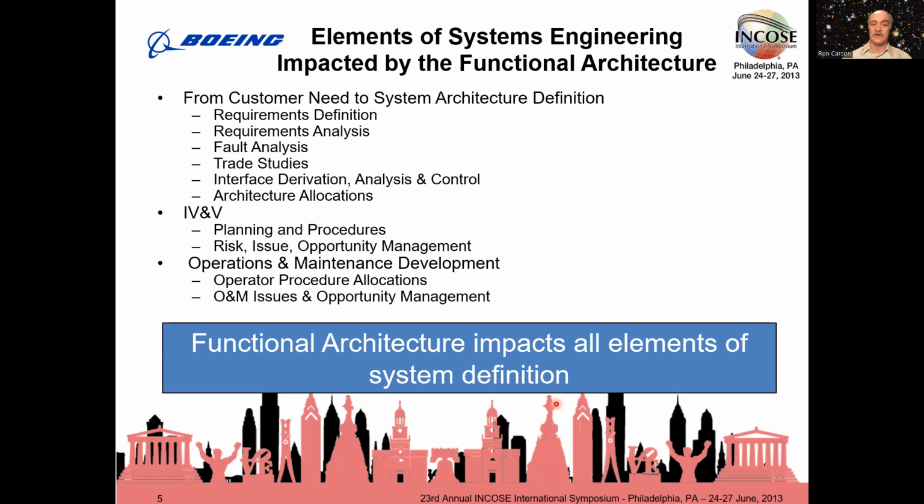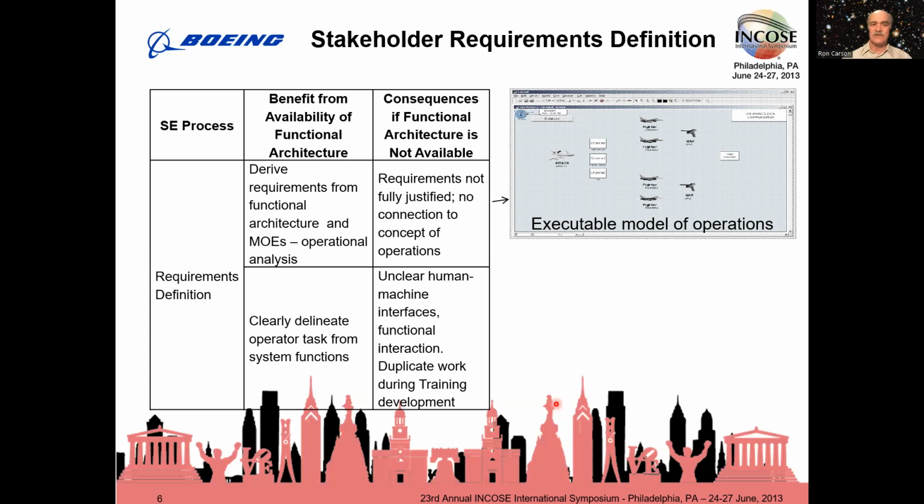And then in operations and maintenance, we can actually develop operator procedures and allocations and examine any issues and opportunities during operations and maintenance. So the availability of a functional architecture is extremely useful over the totality of any system lifecycle. So I have a series of slides that go through each of these.